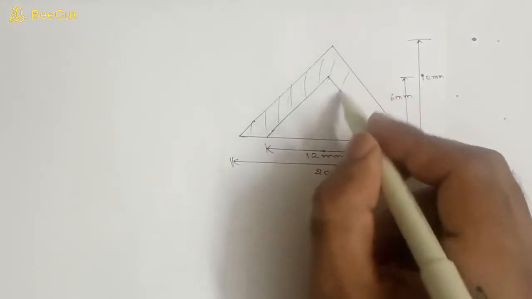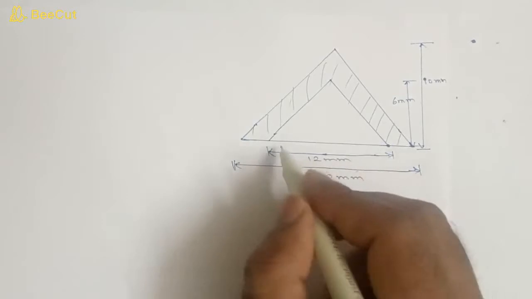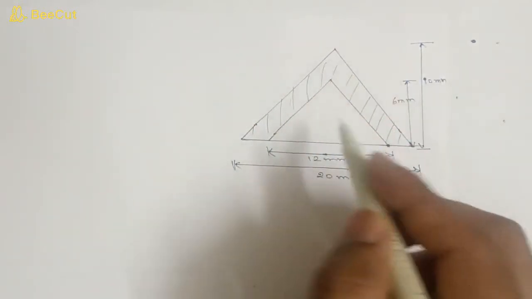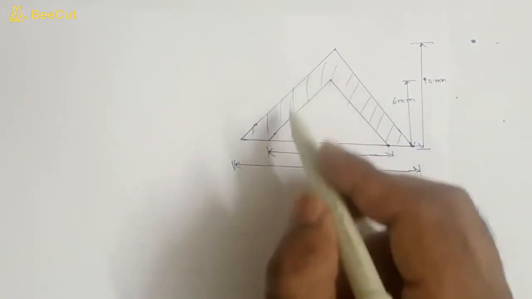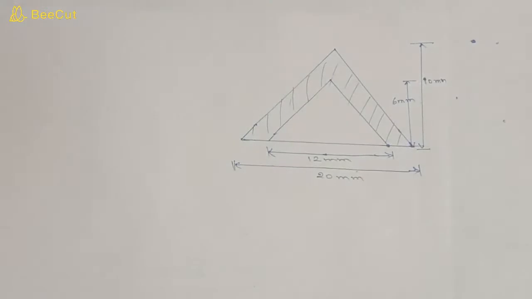So we have to find the centroidal axis parallel to the base of this shape, the centroid of this section about it, and the moment of inertia of this shape about its centroidal axis. So let's make a table.